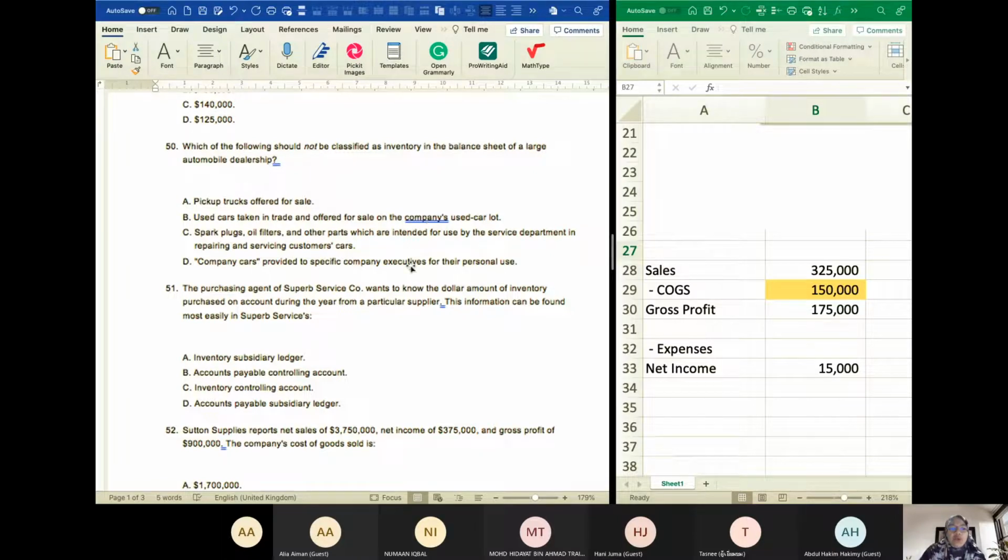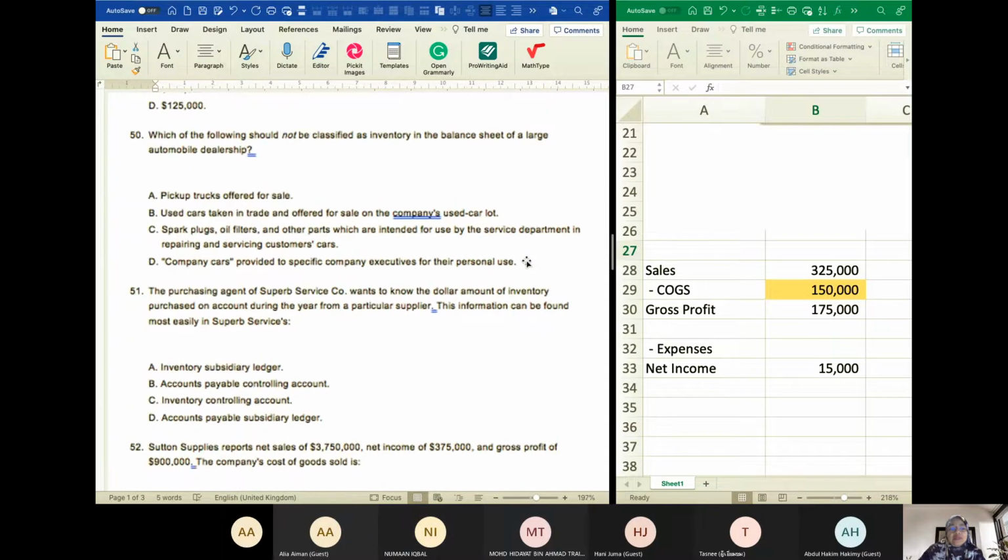C, we have spark plugs, oil filters, and other parts which are intended for use by the service department in repairing and servicing customer cars. Is this an inventory for this automobile dealership? I think this is not, so maybe C. But look at D: company cars provided to specific company executives for their personal use. Is this an inventory? No, ma'am. So which one would be the most relevant answer? It has to be D.